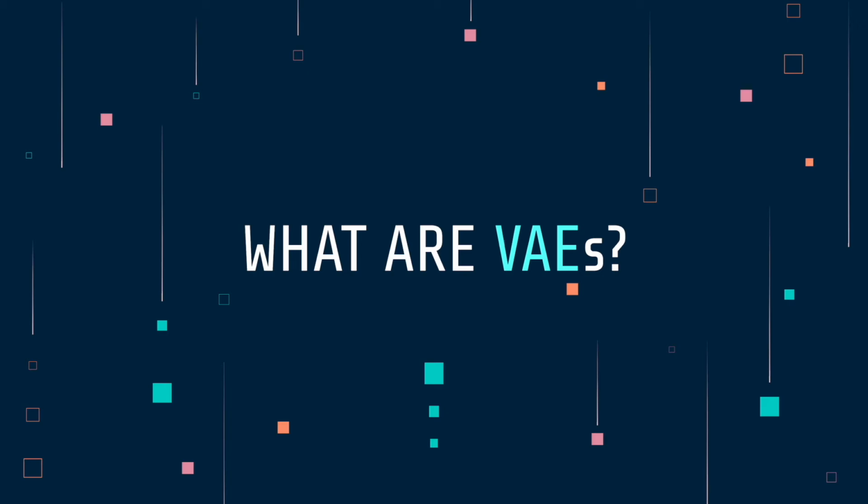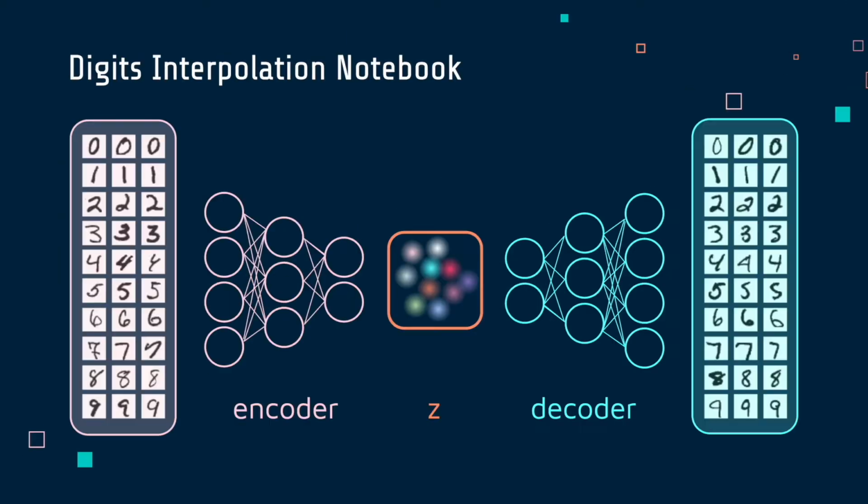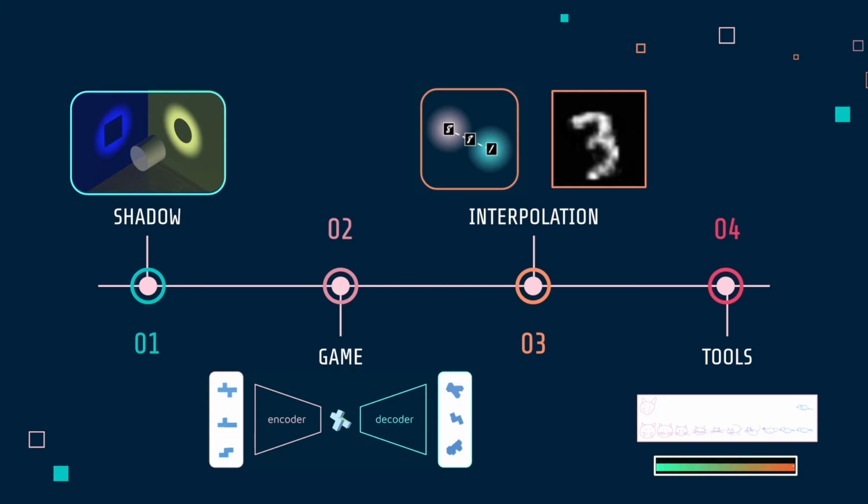In this video, we will demonstrate two main activities of this lesson: the shadow matching game and the digits interpolation notebook. The information of the other activities is very straightforward, and the corresponding details can be found in the paper.